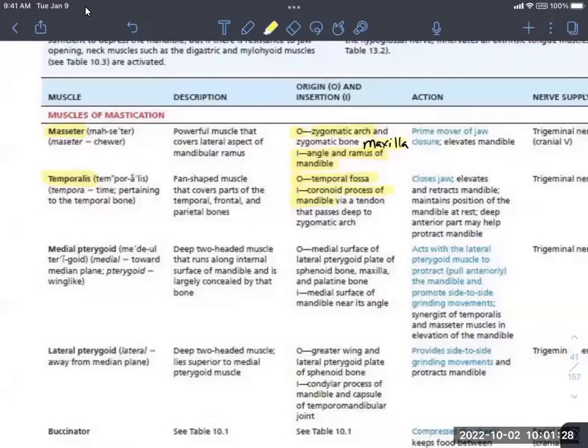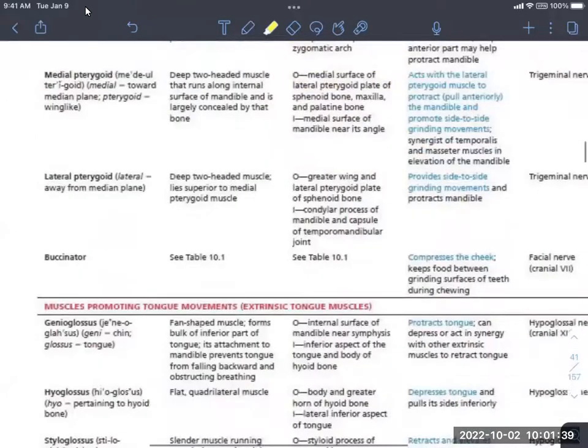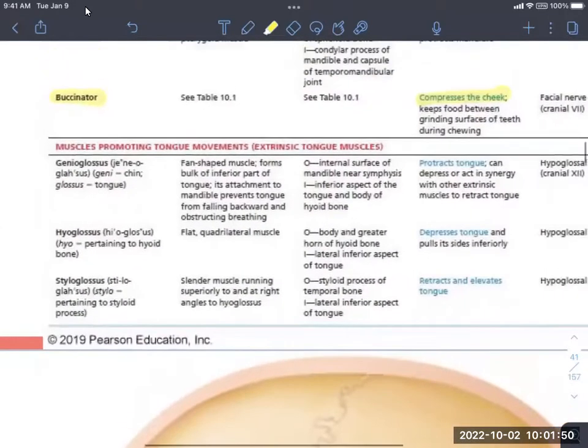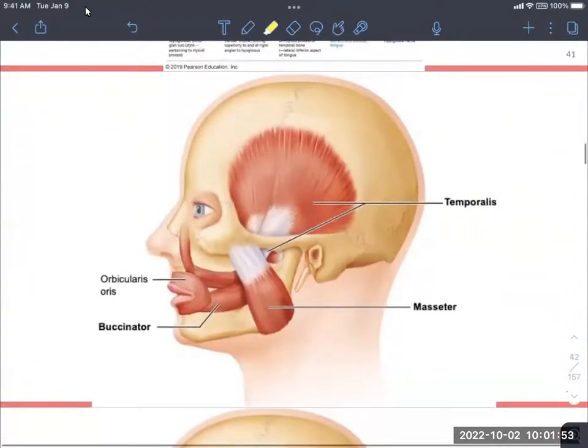Masseter, jaw closure, closing your jaw. Temporalis also closes your jaw. Again, buccinator. We already went through that, but that's a muscle of mastication. It lets you chew as it compresses your teeth. Again, our muscles of mastication: temporalis, masseter, buccinator, orbicularis oris. You need all of those.